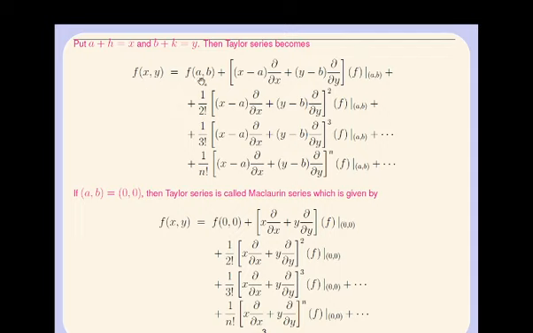equal to f of (a, b) plus, what is h? x minus a. (x − a) ∂/∂x + (y − b) ∂/∂y of f evaluated at the point (a, b), plus 1 by 2 factorial into ((x − a) ∂/∂x + (y − b) ∂/∂y) whole square of f evaluated at the point (a, b), plus this term, etc., plus 1 by n factorial into this term whole to the power n of f evaluated at the point (a, b).